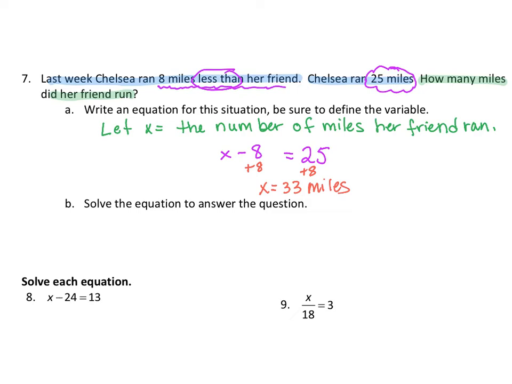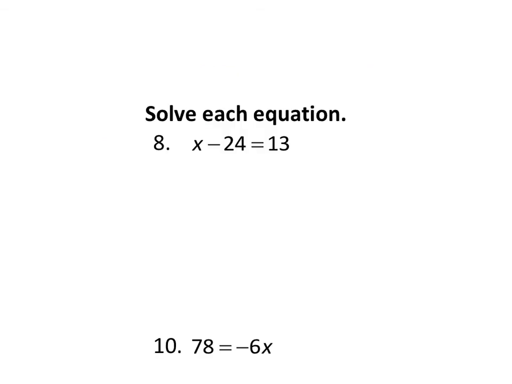I already actually did that final part in the wrong space. The next problems are pretty straightforward, so I'm going to go through them fairly quickly. Always start by drawing that line down the equal sign, seeing what is keeping your variable from being by itself. We can see here it's the minus 24, so we're going to add the 24, do the opposite, and we are going to get x equals 37. You can always plug that back in. 37 minus 24 does equal 13.